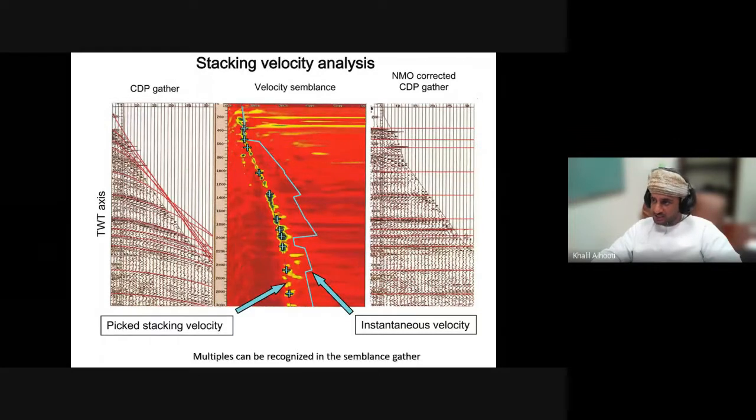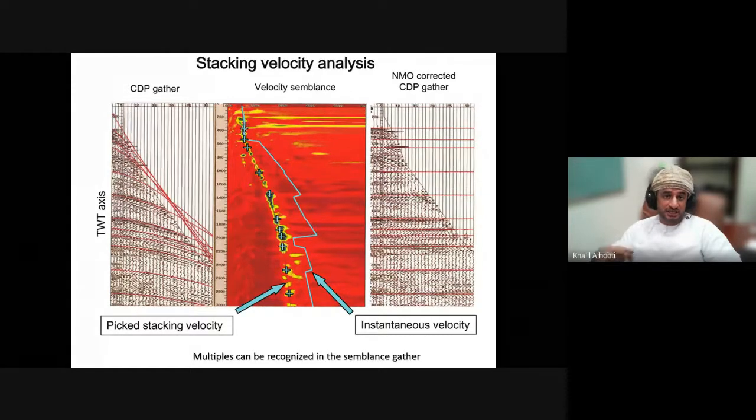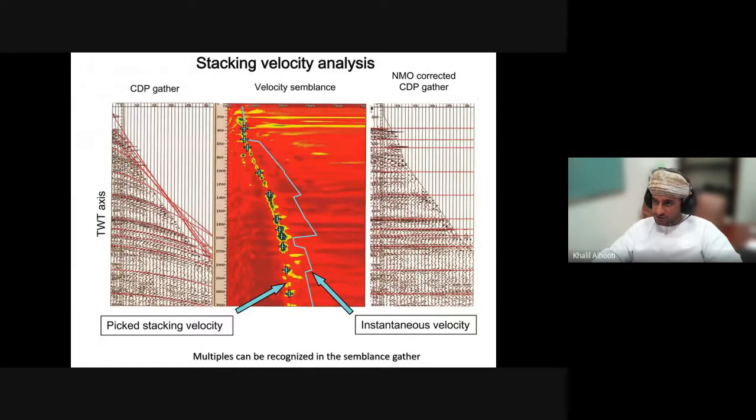He thinks that since this is the darkest point, the energy here is the largest. The velocity which aligns this reflector is exactly, as I said, 1,500. So I pick this velocity. Then I make another pick here and another pick here. I make a lot of picks to make the line. You see this line?